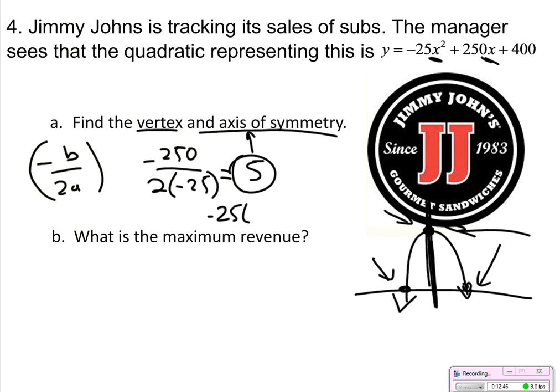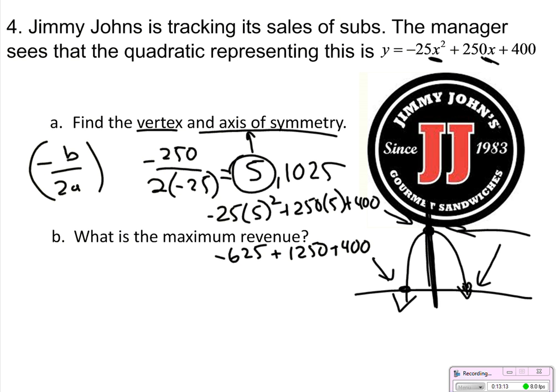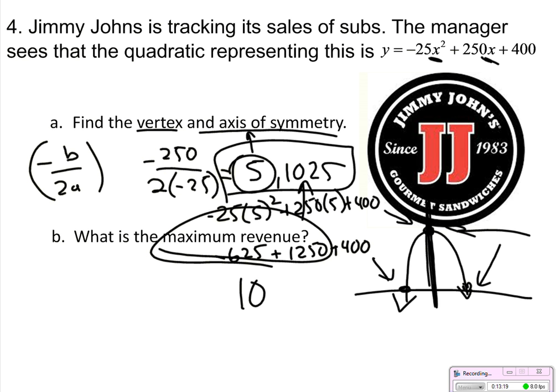So negative 25 times 5 squared plus 250 times 5 plus 400. So 25 times 25, this is going to be negative 625. 250 times 5 is going to be 1250, plus 400. So negative 625 plus 1250 plus 400 is going to be 1,025. So the maximum revenue is what you get for your answer. That's going to be $1,025.